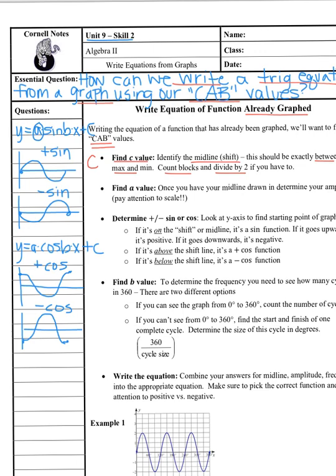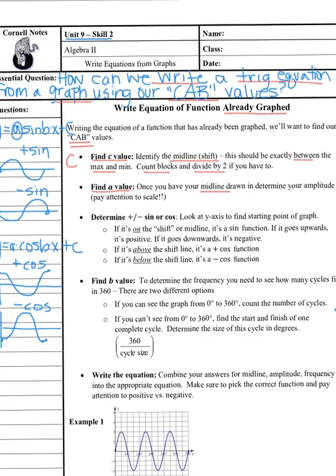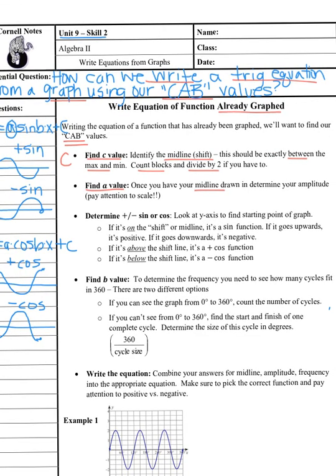After you find the midline, then you're going to find the A value. And so once you have your midline drawn, you're going to determine the amplitude. So your amplitude is that height from the midline to the max or min. So your amplitude is going to be the A value. And always remember to pay attention to the scale. Sometimes the scale on the left goes up by 1, sometimes 2s, 5s, but that will affect your amplitude. And then after you do that, you want to determine if it's a positive or negative cosine or sine curve.